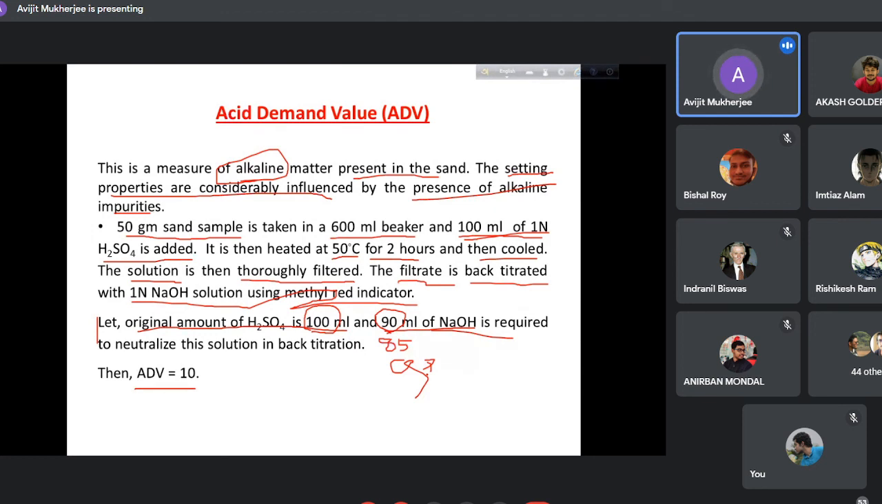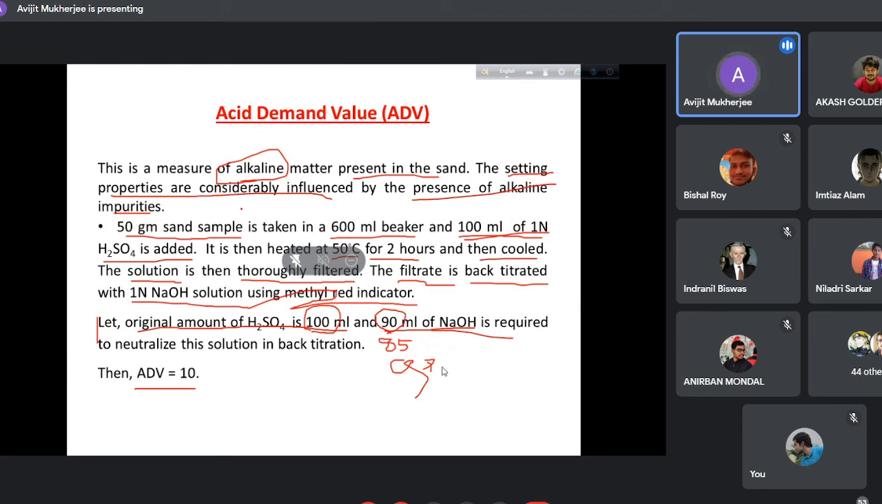No, sorry, I am most likely the reverse, no? Yes sir, alkaline matter, how much is present, that is the acid demand value. So the higher number, the more is the alkaline matter.